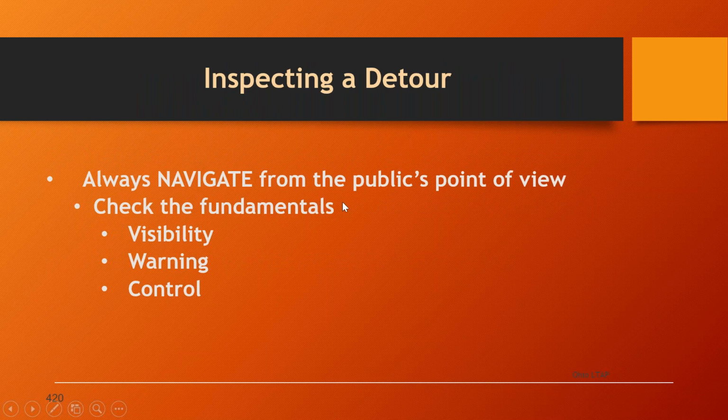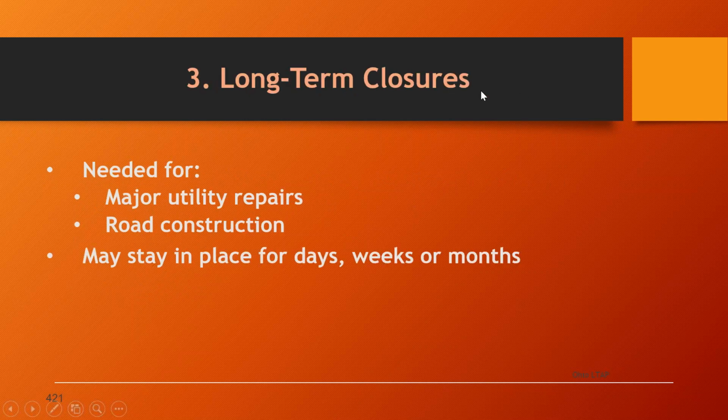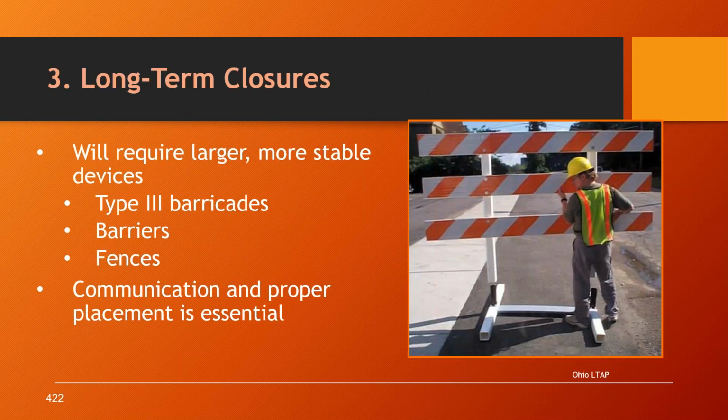So it says always navigate from the public's point of view, check the fundamentals, and make sure you have clear visibility, proper warning, and proper control. Get this box out of my way. There we go. Long-term closures. So this is a type of project that is needed for major utility repairs or a road construction project, and it may stay in place for days, weeks, or months.